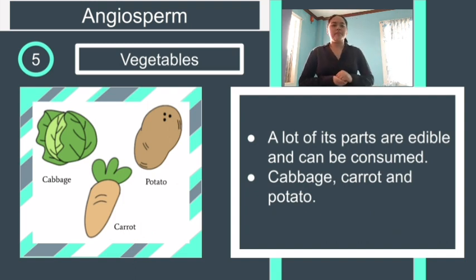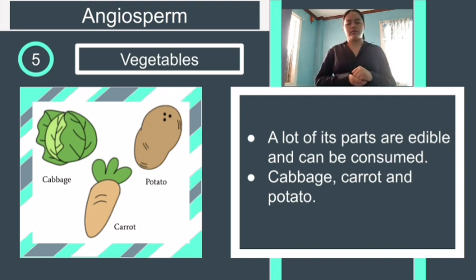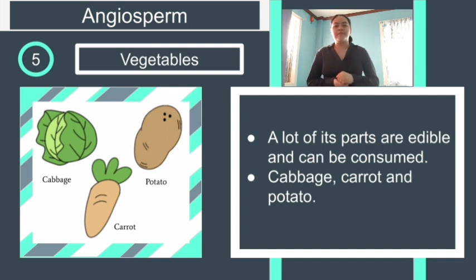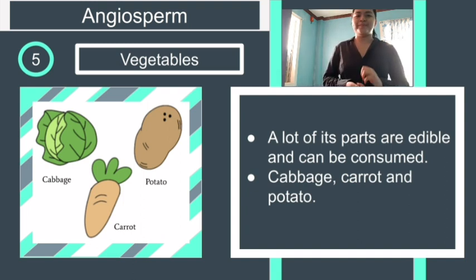And the final part of common angiosperms is the vegetables. A lot of its parts are edible and can be consumed, like its roots, leaves, stem, and even within its fruit. For example, my favorite is cabbage. Second is the carrot and the potato.